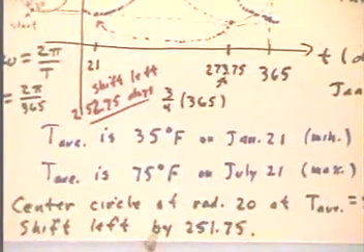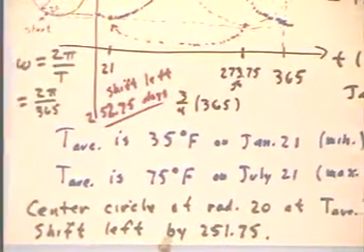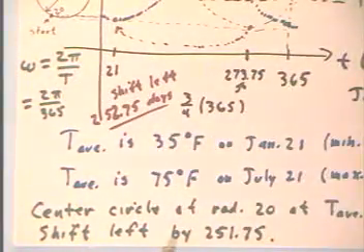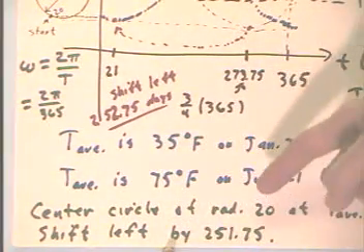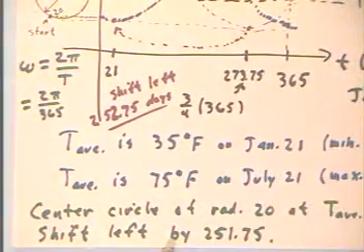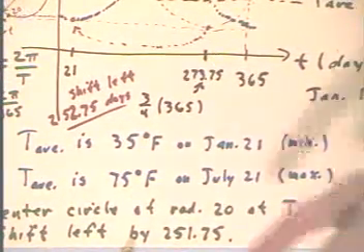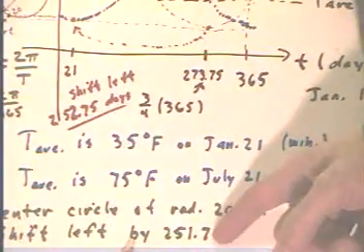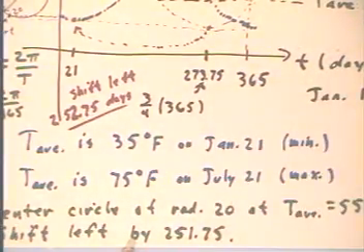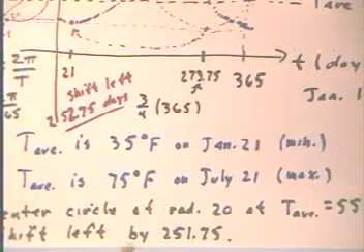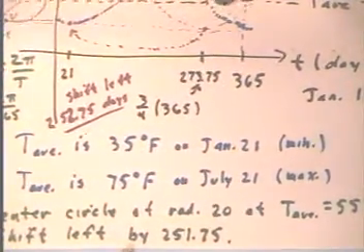So we can kind of summarize what we know. Here's our angular frequency. We center the circle. The circle has a radius of 20. We center it at an average temperature of 55, and we shift the standard sine function graph to the left by 251.75. That gives us the following model.